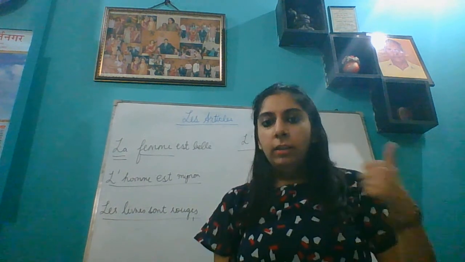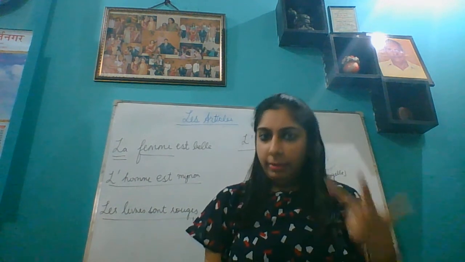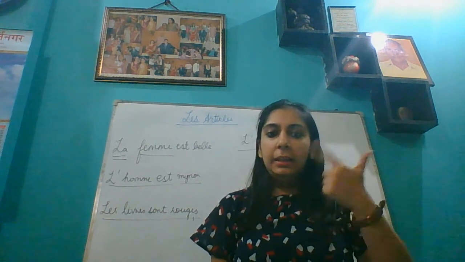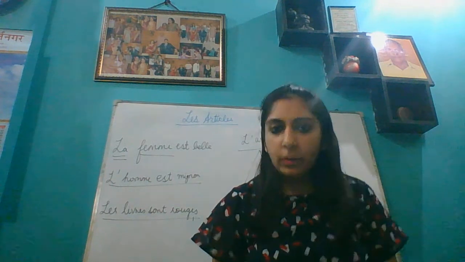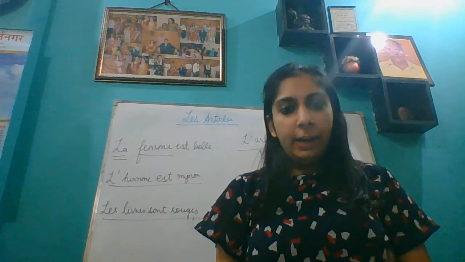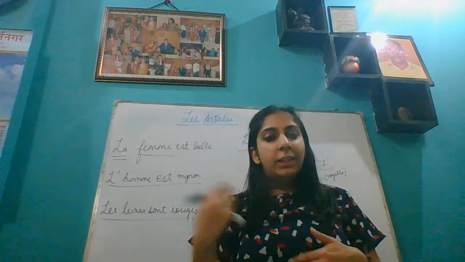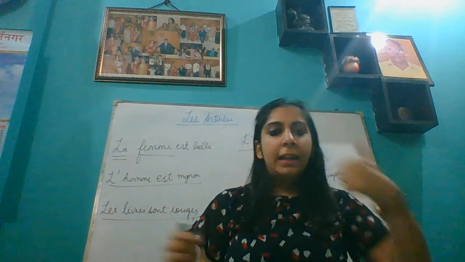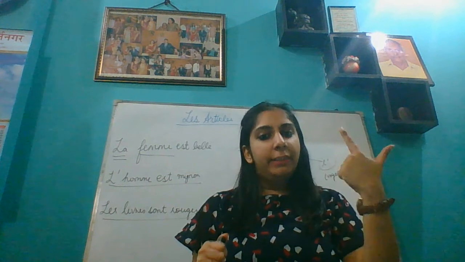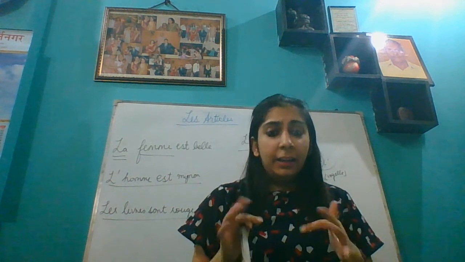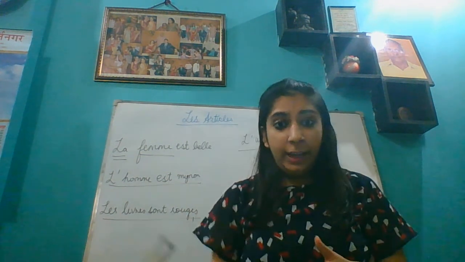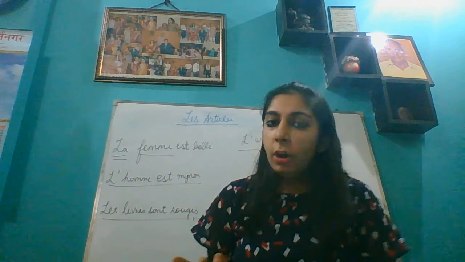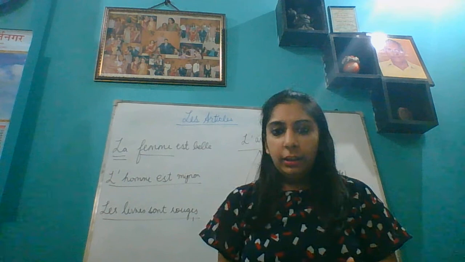Article indefini was un, une and des. Article defini le, la, les and l'apostrophe. This was all about the article indefini and defini. In my next video, we will talk about the other two types of articles which I mentioned earlier, article partitif and article contracté. And in the next video, I'll attach an exercise which will involve all the articles so that it's clear to us.